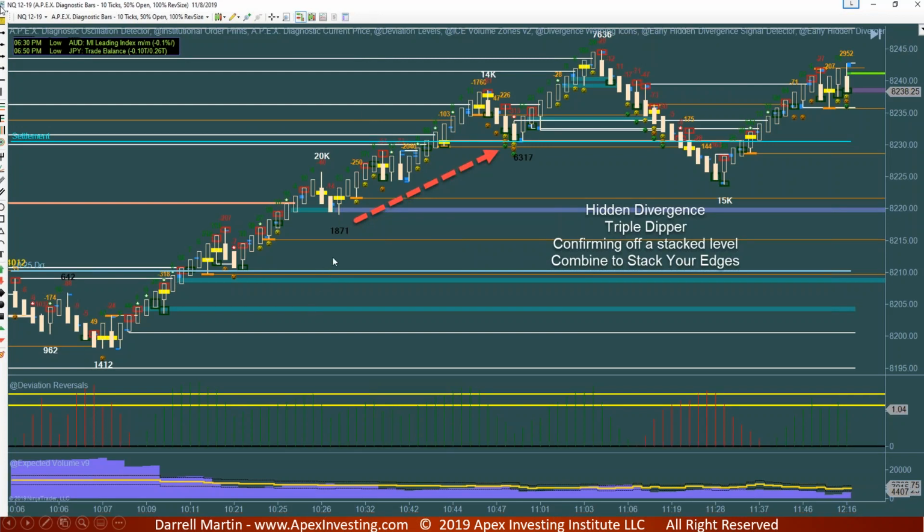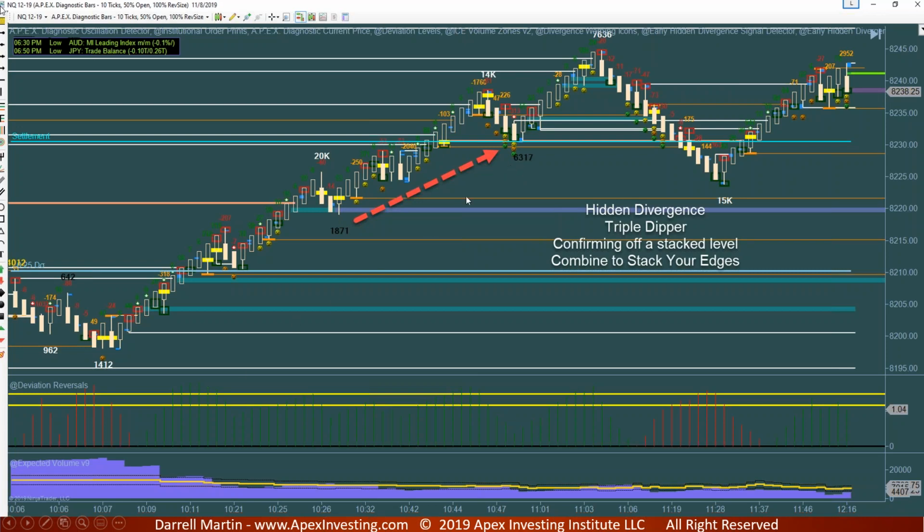Another hidden divergence. We got 1,400. We're going up 1,800. 6,300. It's not done. That gives me confidence on that triple dipper to keep going. Right? The triple dipper right there. We're above 75%. Yeah, let's take it. Let's go for it. Market's saying it isn't done yet.